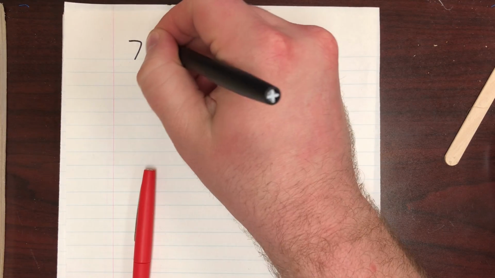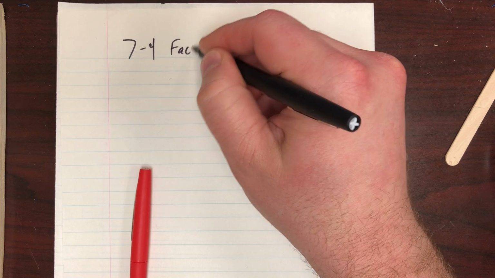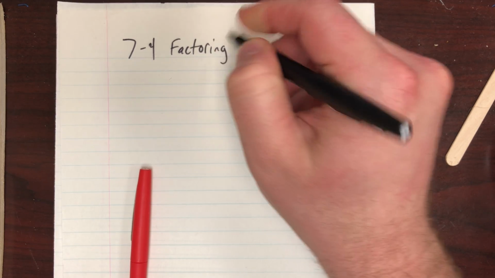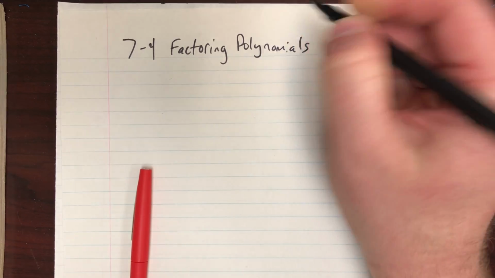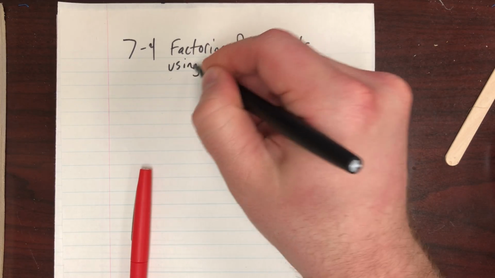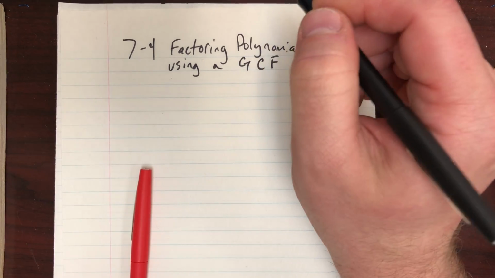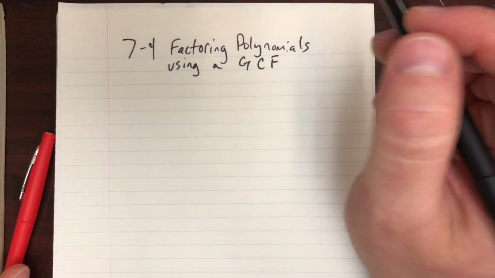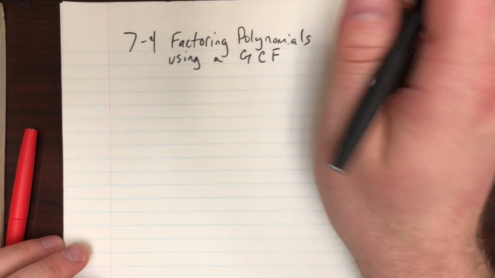Today in Algebra 1 we are doing 7-4, factoring polynomials using a GCF. Okay, that's a mouthful. So we should talk about what factoring is.